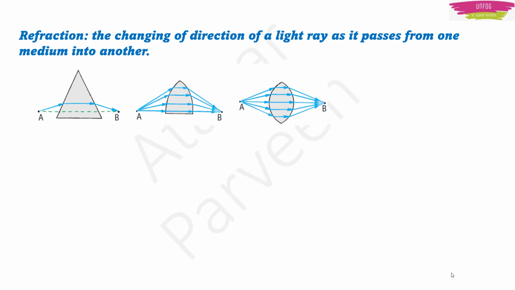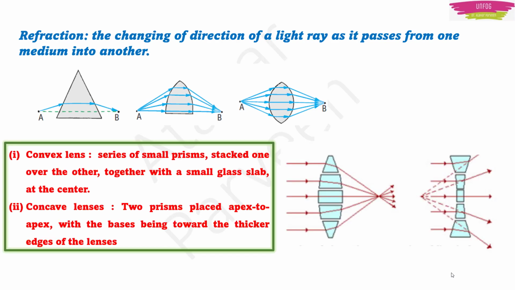Now, whether this prism surface is a straight line or it is curved, this should happen, right? Now, if I use both these things, the prism and the slab, and arrange them in a proper way, then I can create what is called a lens, a convex lens and a concave lens. The first one is a convex lens, which can be made by small prisms put one upon one together along with the slabs in the center.